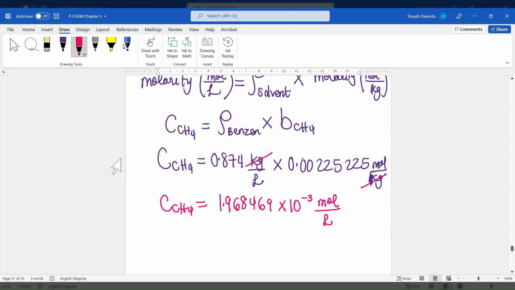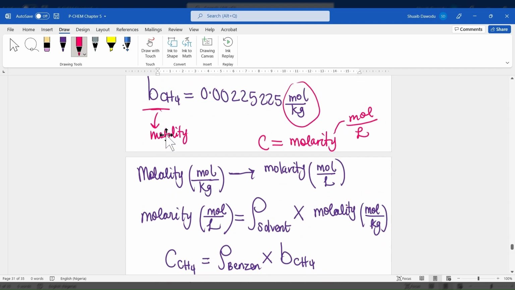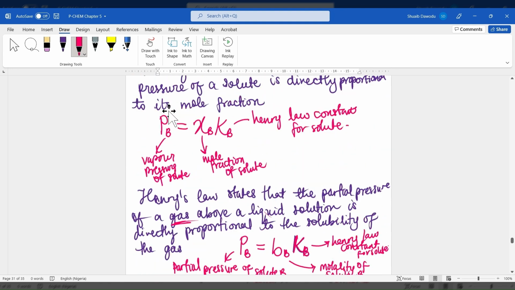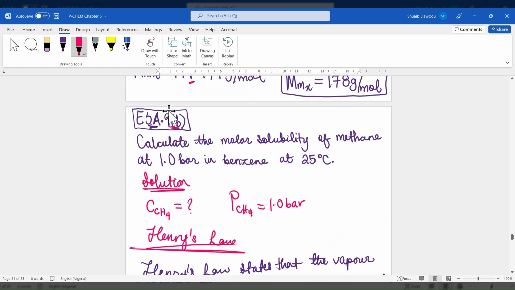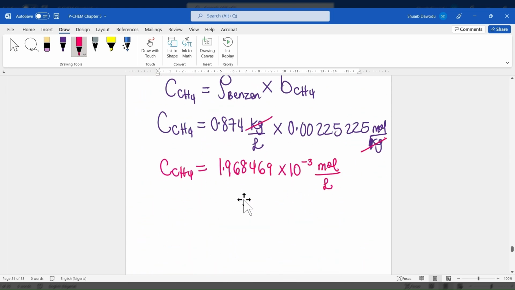Now, this is our answer, but we're chemists and we have to put our work in the proper number of significant figures. So we have to go back to the beginning of our question to see the lowest number of sig figs in the values we're given. Going back up, we see that we are asked to calculate the molar solubility of methane at 1.0 bar. We're given our value in 2 sig figs, so our final answer has to be in 2 sig figs.